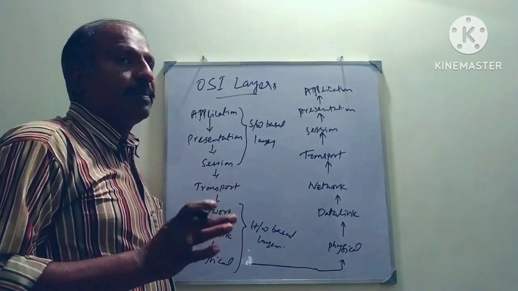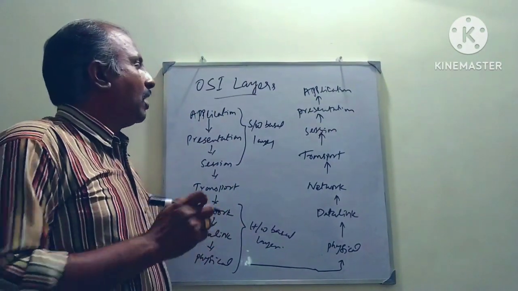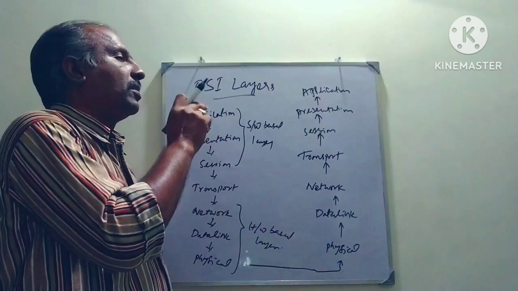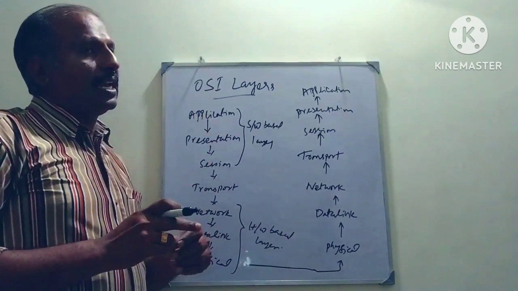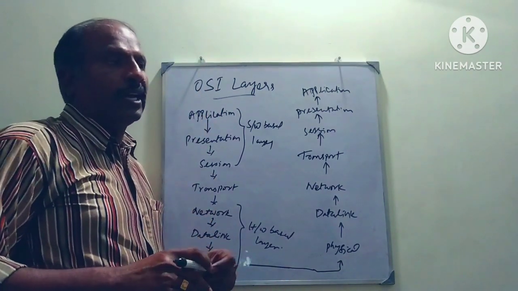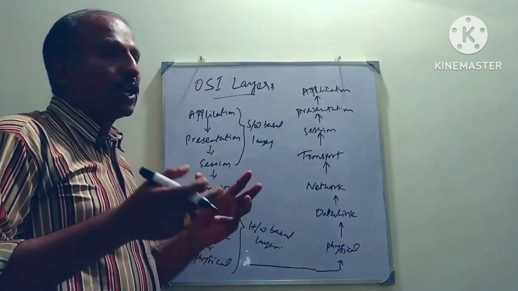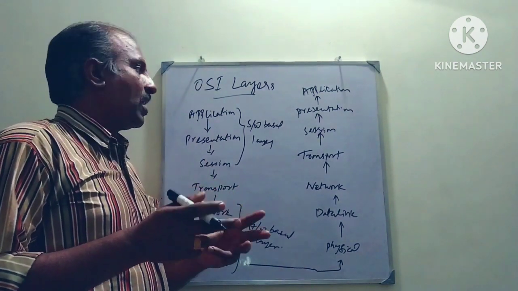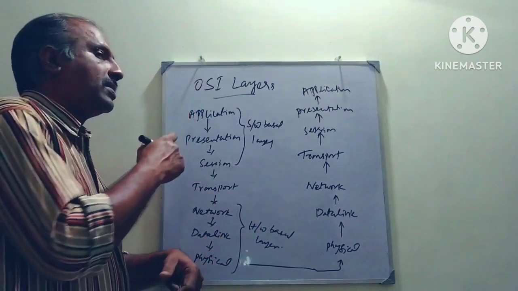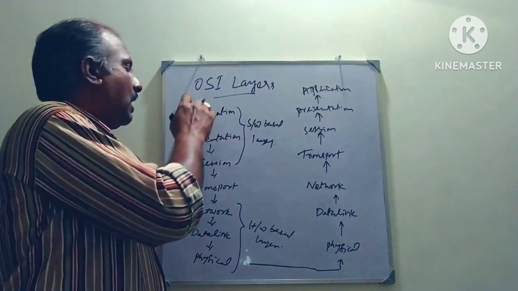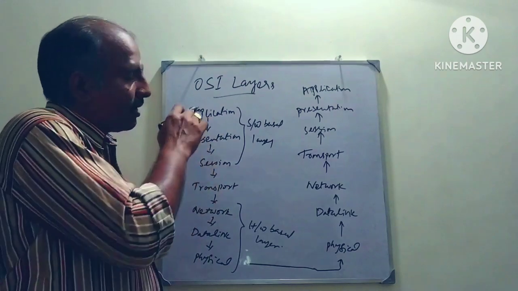OSI layer. OSI means open system interconnection. So that's why it is called an OSI layer. It is a global standard for computer networks. So if you go for creating a network, definitely you're going to adopt one of the standards. So now we use the OSI layer. This OSI layer has 7 layers.